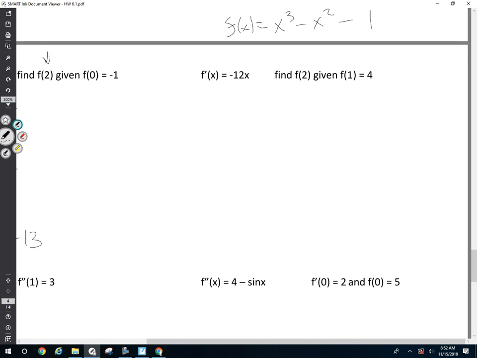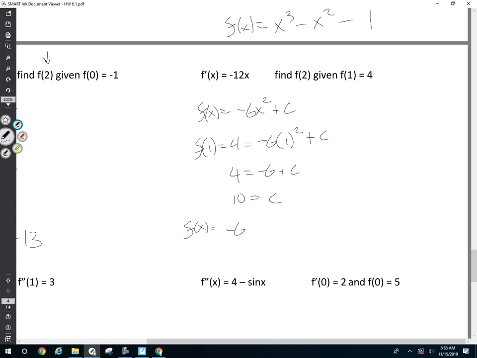Okay. This one shouldn't be that bad. I have negative 6x squared plus c. Told f of 1 is 4. I got 4 equals negative 6 plus c. c is equal to 10. f of x equals negative 6x squared plus 10.